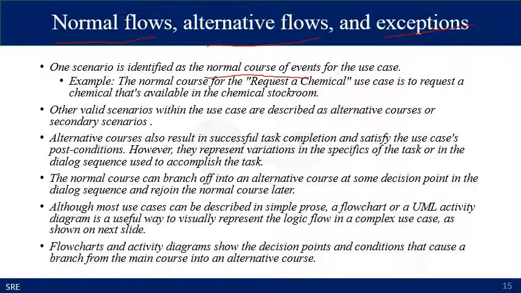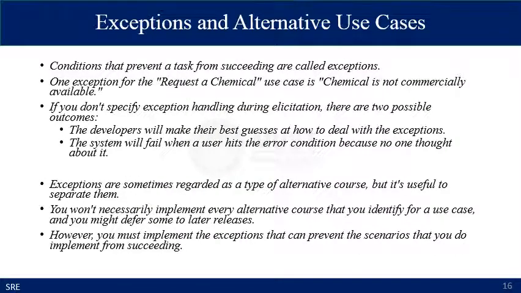So flowcharts and activity diagrams show the decision points and conditions that cause a branch from the main course into an alternate course. Along with the alternatives, there are some cases known as exceptions. Exceptions are conditions that prevent a task from succeeding. So one exception for the case request a chemical is that the chemical is not commercially available. So this is an exceptional scenario.